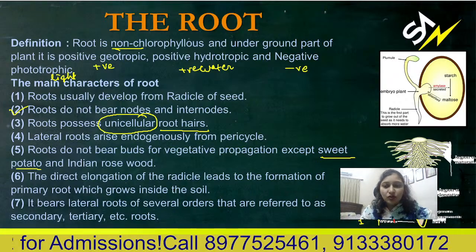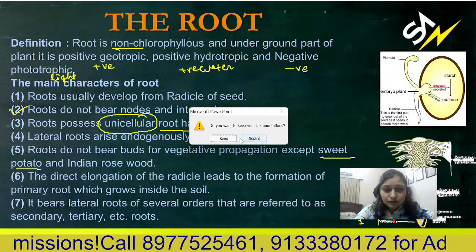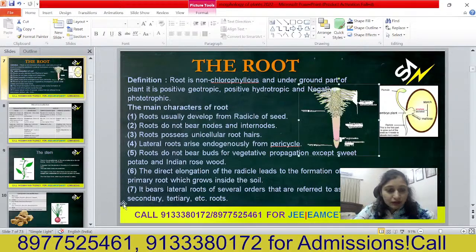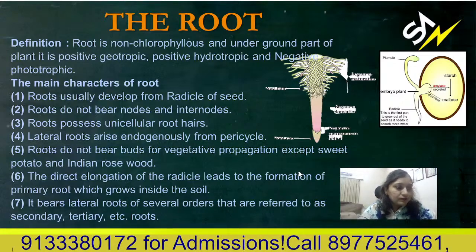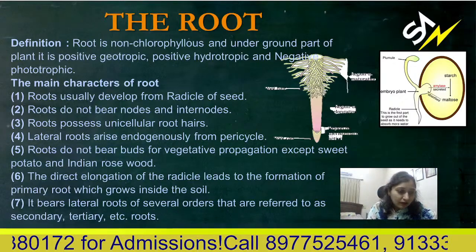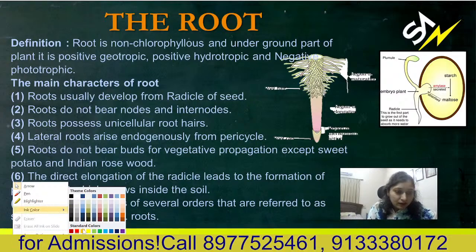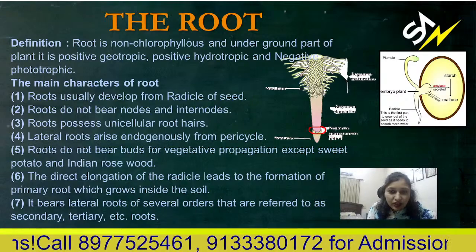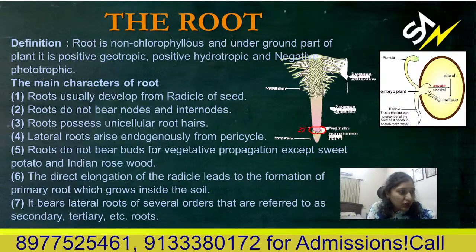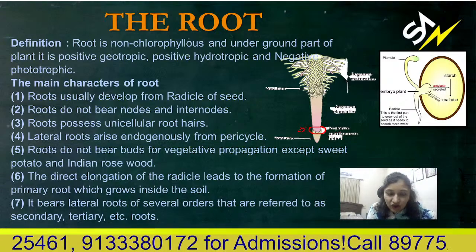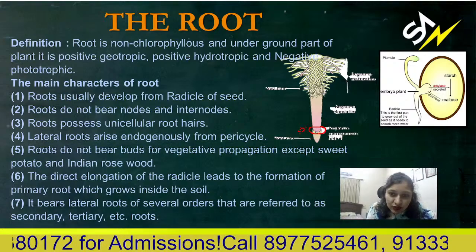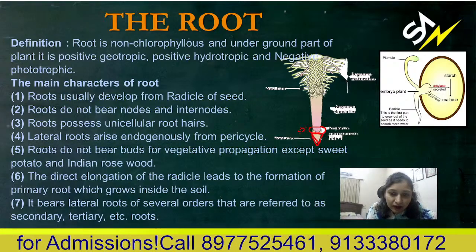Oh, this diagram is not visible to you? I'll keep it here. This region is known as what? Region of continuous cell division. Correct. It is the region of meristem. Is it the first region? No. Above that there is a root cap. There is a root cap above that.